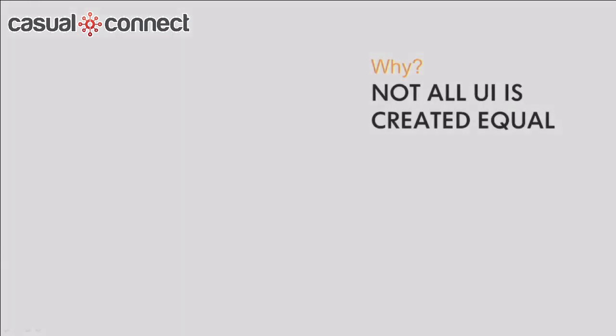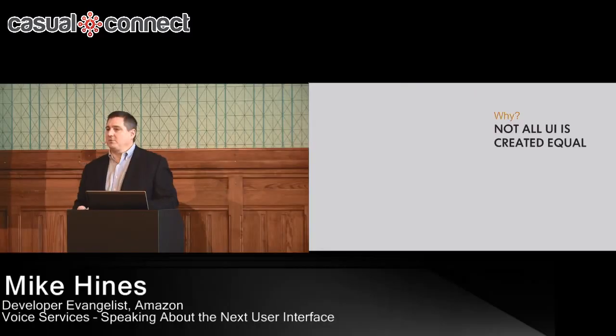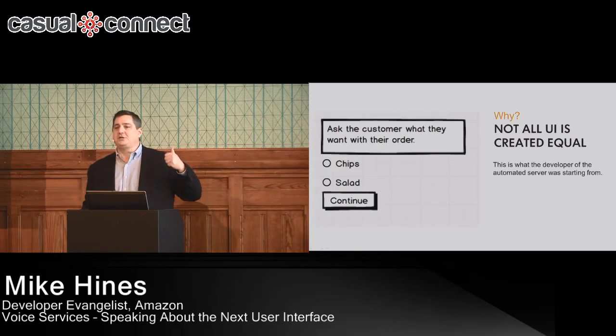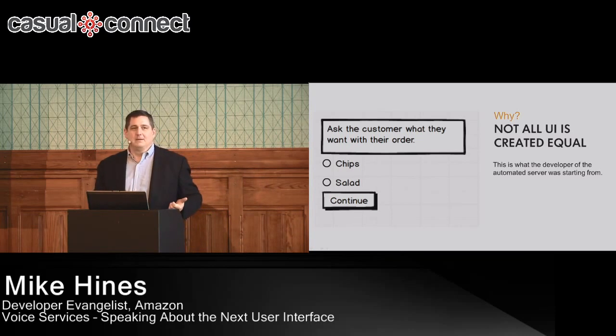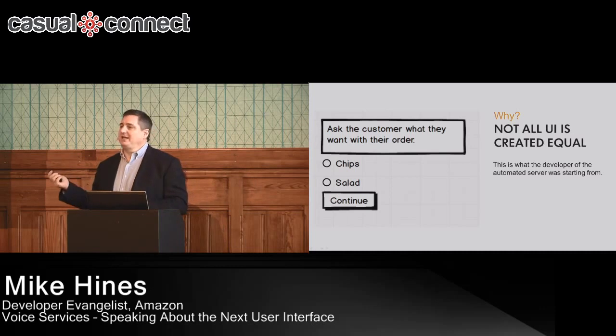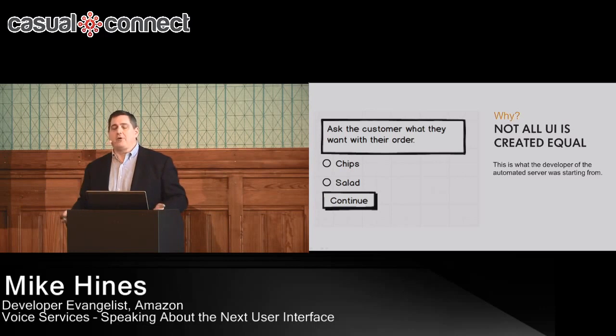Well, the problem is that not all UI is created equal. The poor developer of this voice service did the right thing. He looked at a successful piece of software, the touch software they use inside at the cashier stand, and he just took this UI and turned it into a voice service. I mean, that makes sense, right? Well, not really, because visually, we are forcing an either-or choice here. You've got to pick chips or salad before you can actually continue. So here, yes isn't really an option.